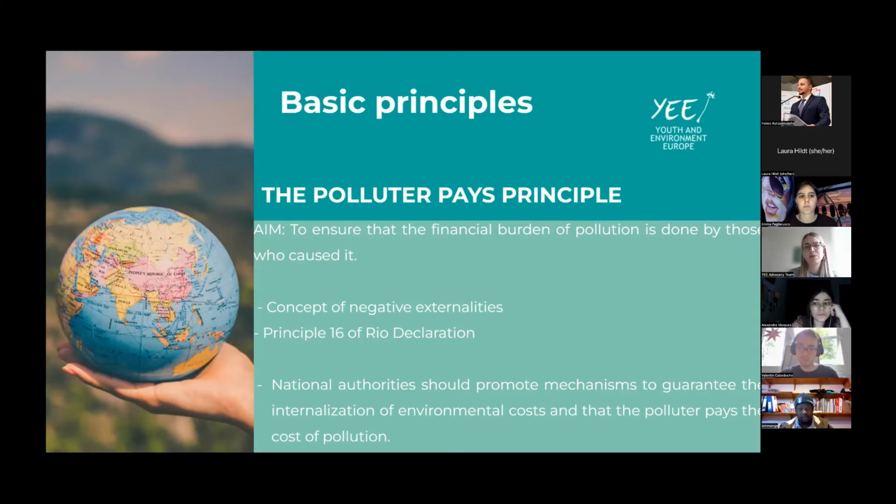This principle was enshrined in Principle 16 of the Rio Declaration, and what is actually promoted and advised for public bodies is that national authorities should promote mechanisms to guarantee the internalization of environmental costs, and that the polluter actually pays the cost of pollution, in order to keep a balance and make the carbon majors, the ones that are affecting the environment the most, pay for it.